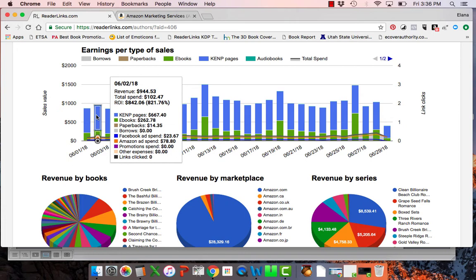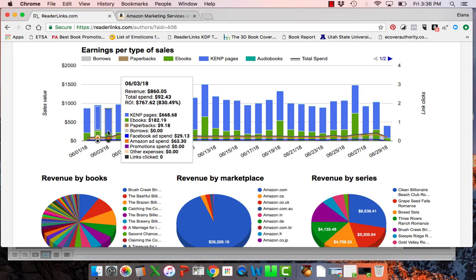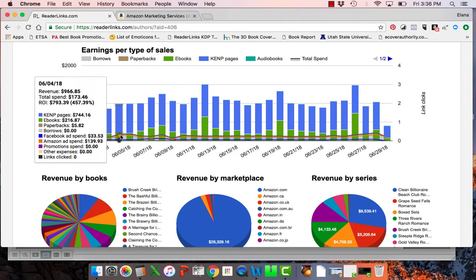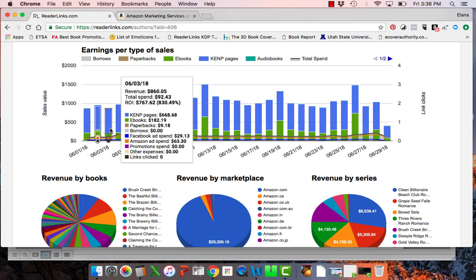So I do this every morning. So this day on the 3rd, I spent $63 on Amazon, and then look how much it goes up on the 4th. So on June 4th, it went up to $139 for an Amazon spend. That was actually June 3rd. Remember, I'm a day ahead. And so that's June 3rd spend, and I made only $860. So something happened on June 3rd.